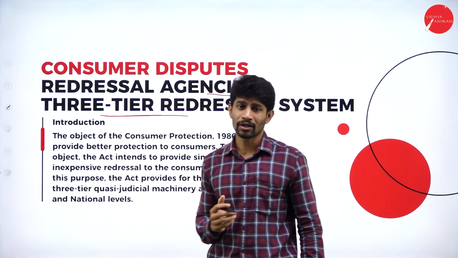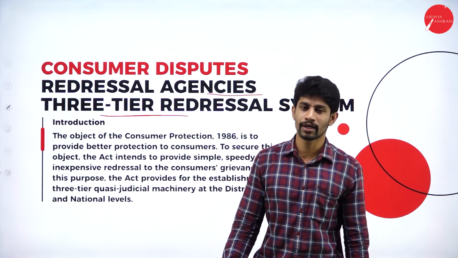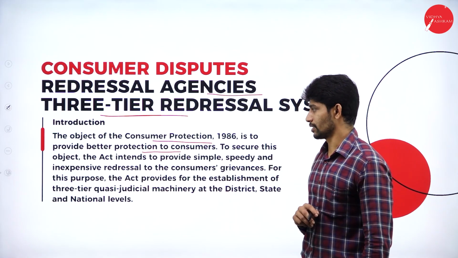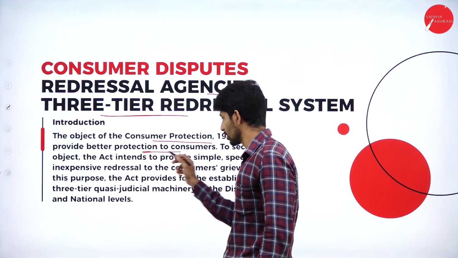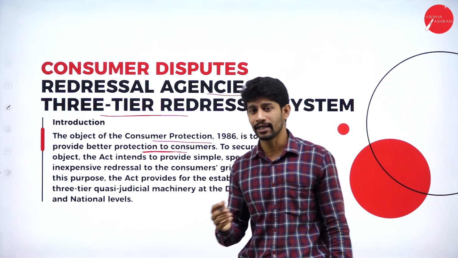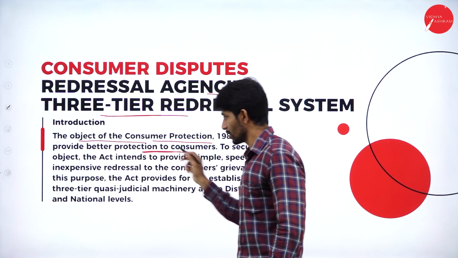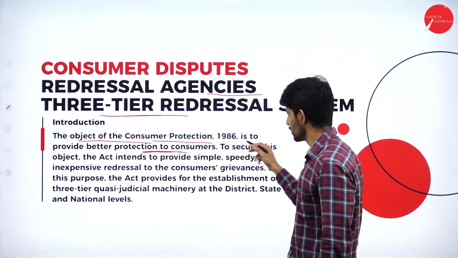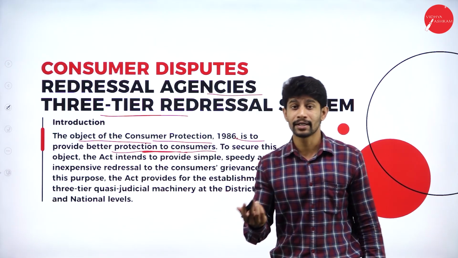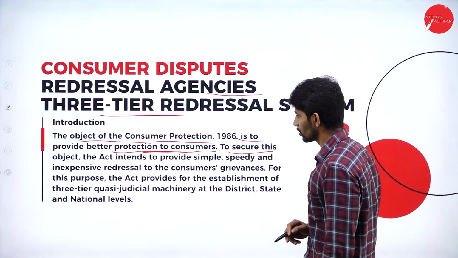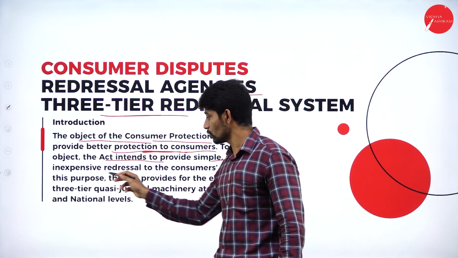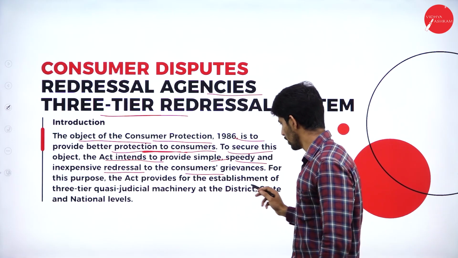So what is the main intention of our Consumer Act? The main intention of our Consumer Act is to protect the consumers. Yes, to provide better protection to the consumers, the main act came into existence. So what is that act? Consumer Act 1986. What does this definition say? The object of the Consumer Protection Act 1986 is to provide better protection to consumers. To secure this object, the Act intends to provide simple, speedy and inexpensive redressal to the consumer's grievance.